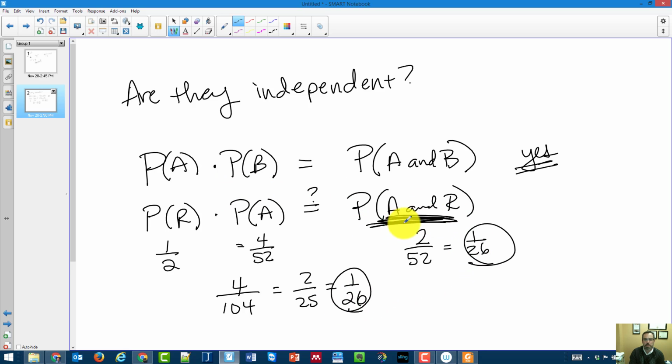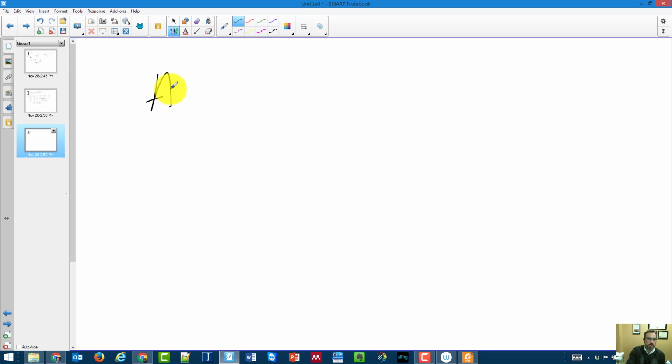Notice, I just know the probability. That's how many cards there are. There's 2 of them out of 52. That's me finding that probability just by taking those numbers into account. Here's the calculation. So yes, those are independent. So let's ask that question again. Are they independent?